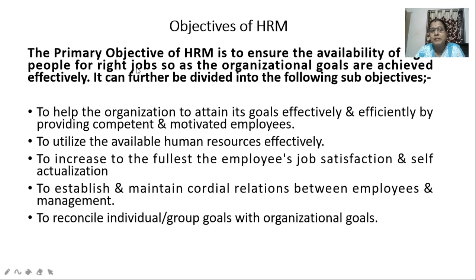Please go through this. We have different objectives for human resource management. The primary objective of human resource management is to ensure the availability of the right people for the right jobs, so that organizational goals are achieved effectively. You can add one more line here: the right people for the right job at the right time also. That is very important. It's not just about getting the people; the wrong time will not work as per our expectations. So getting the right people for the right job at the right time is also important.